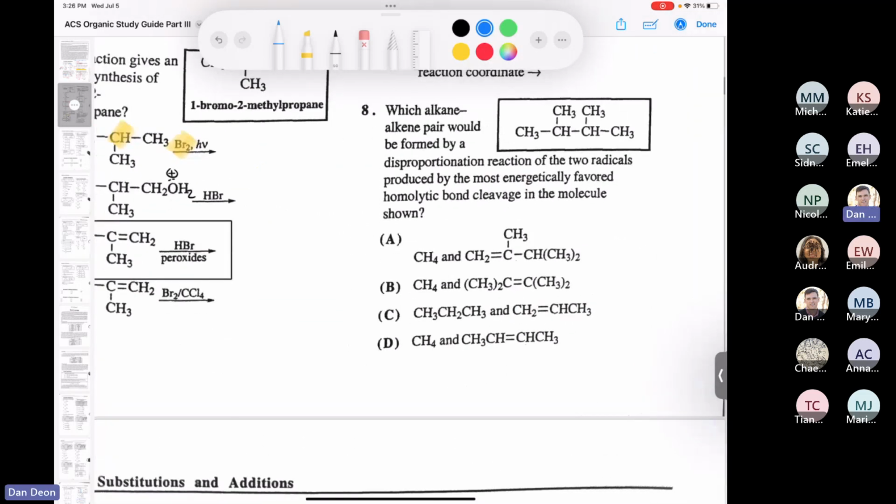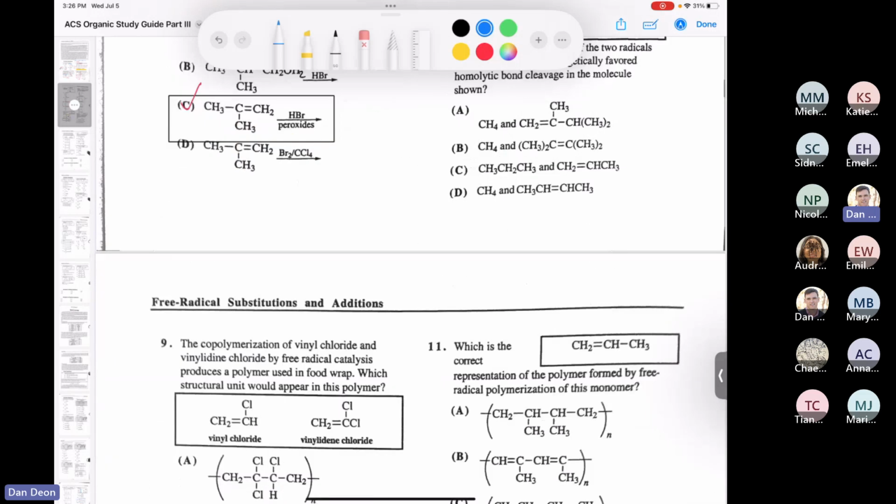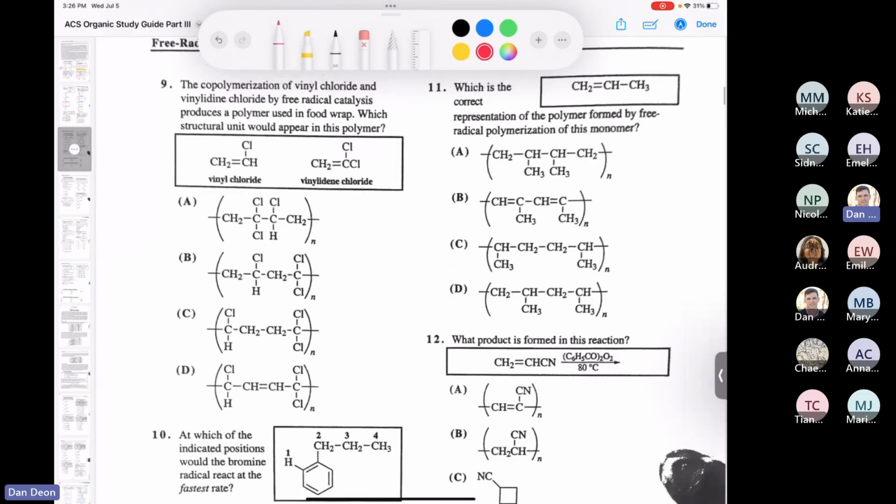Let's see here. Number 8, which alkane-alkene pair would be formed by a disproportionation reaction? We didn't cover this, so I'll skip that one. Number 9, I think this was a question on the practice quiz, so I'll go over this one very quickly. If we were to do a polymerization on vinyl chloride and vinylidene chloride, well, it's going to have vinyl chloride and vinylidene chloride pieces in it. Did anybody get this one? Number 9? Which one would be the best answer here?